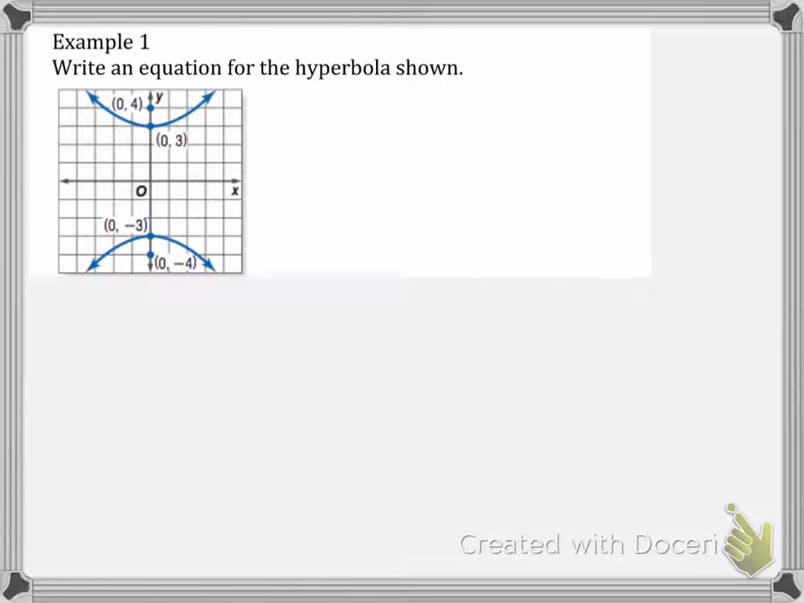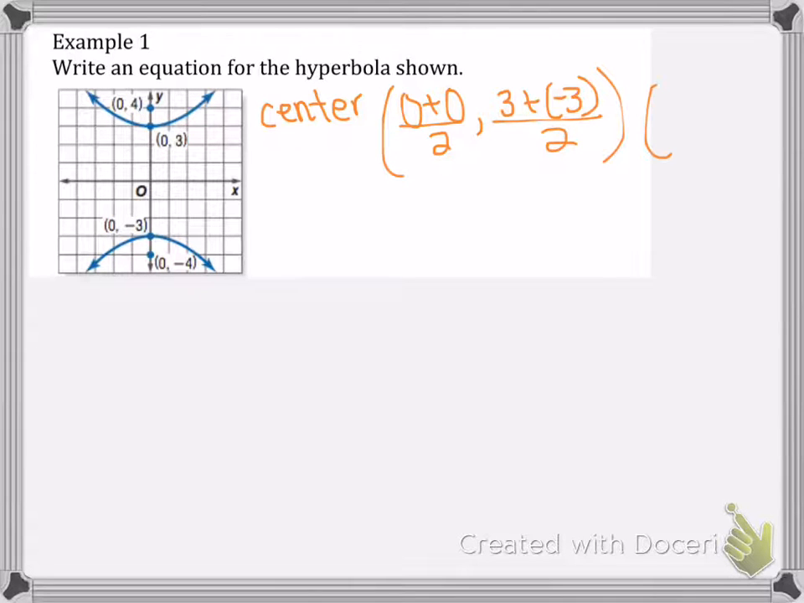Well, first, since they give us two vertices and two foci, I want to make sure I find the center. The center is going to be midway between my two vertices, so I need to do the midpoint formula. I do not want to assume, I do not want to count. I want to show using algebra that my center is truly at 0, 0.